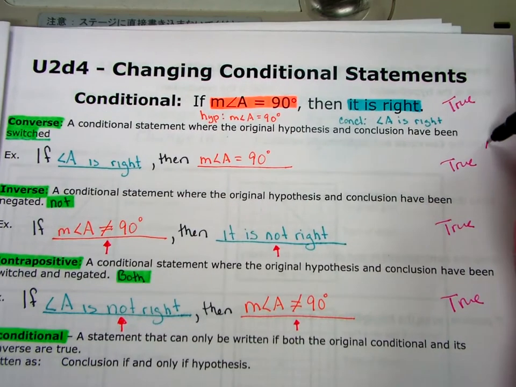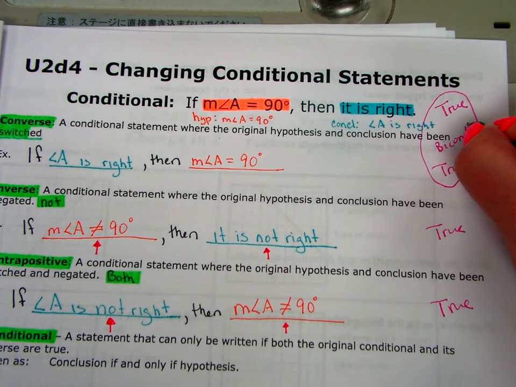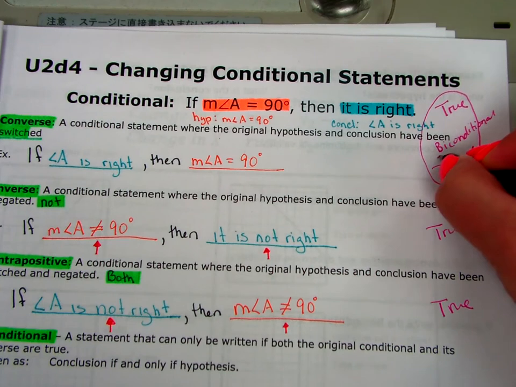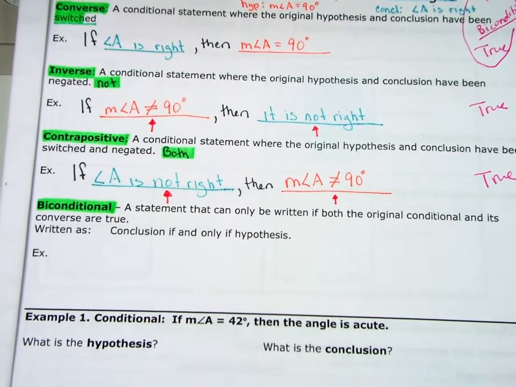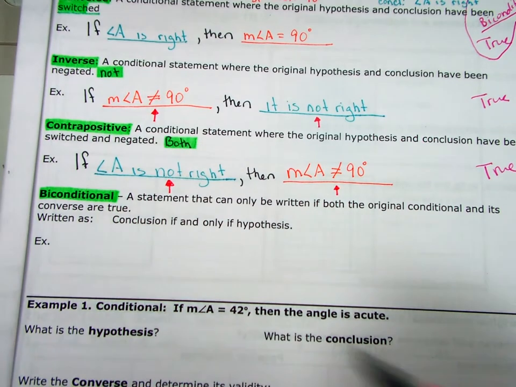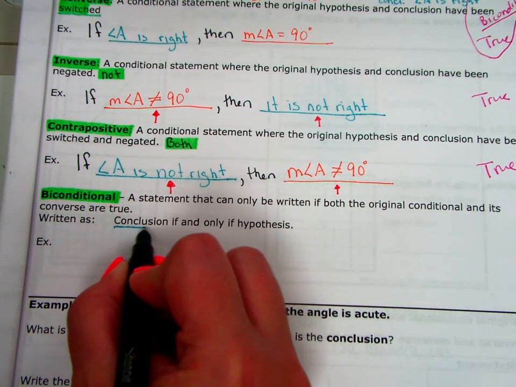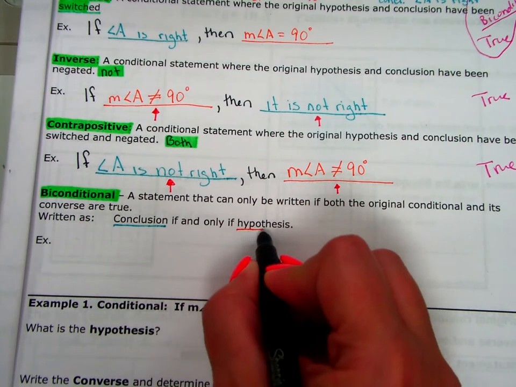But really, we only have to look at these first two to see if we can write a biconditional. So because these are true, we can write a biconditional. As long as those are both true, the original and the converse, we can write a biconditional. All right, so the way we write the biconditional is we say the conclusion, if and only if, the hypothesis.